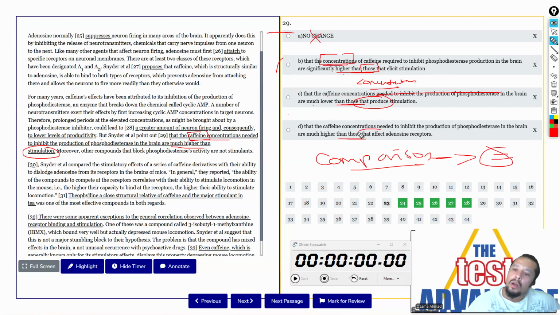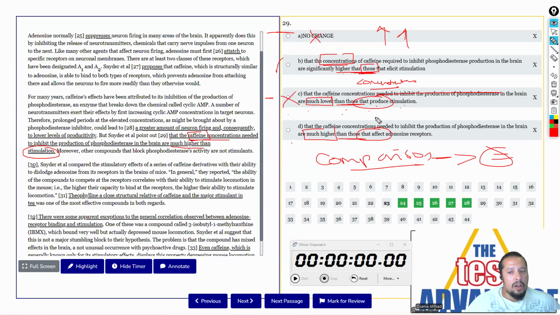Now what did I say here? They're all similar, right? And tell me lower and higher as well. Very interesting answers here. So the caffeine concentrations are lower than those that produce stimulation. But I think caffeine concentrations need to be higher than those that elicit stimulation. That's how you have it. If it's lower, caffeine doesn't do anything, right?